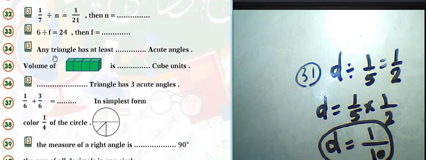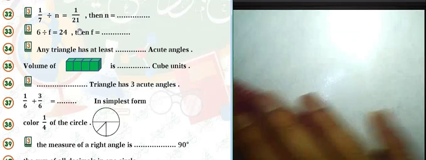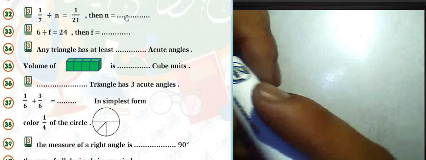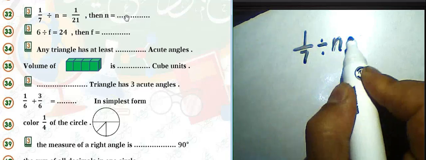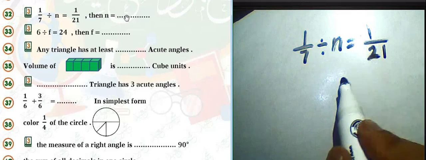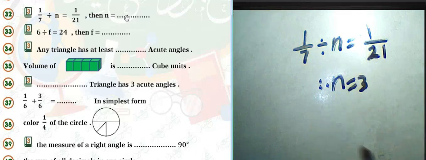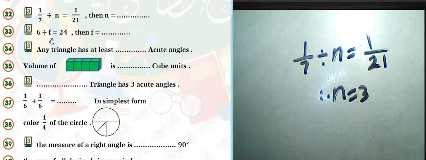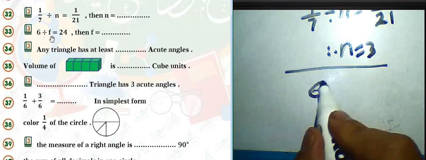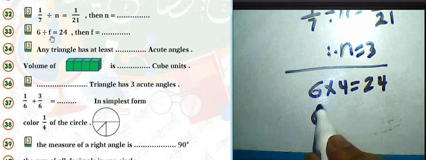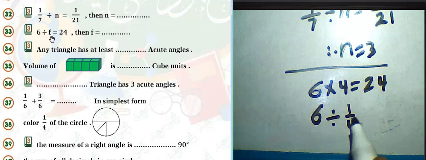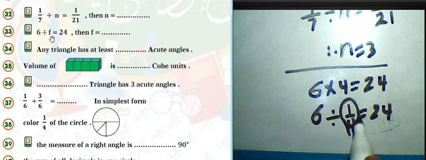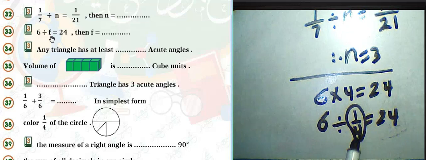Question 32. 1 over 7 divided by n equal 1 over 21. We can divide it by 3 to find the result in the simplest form. Right here 3. 1 over 7 divided by n equal 1 over 21, then n equals 3. 6 divided by f equal 24, then f equal what? We know 6 times 4 equal 24. So 6 divided by 1 over 4 equal 24. You must write here 1 over 4 in the space about question 33.